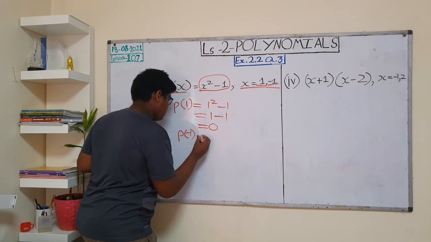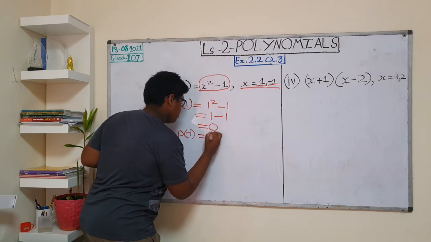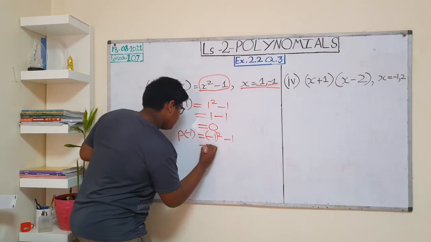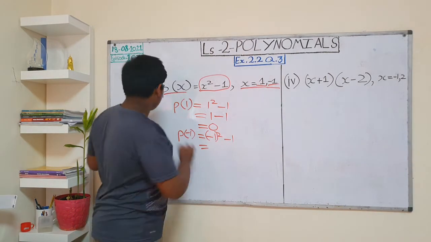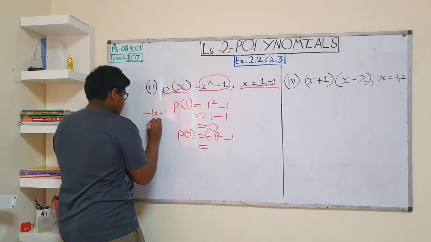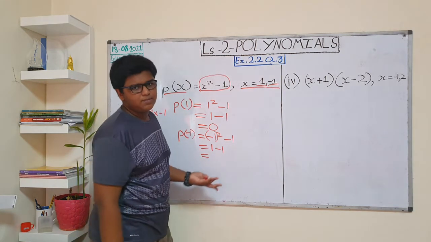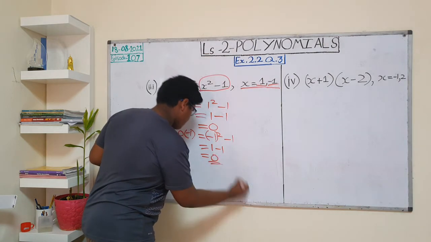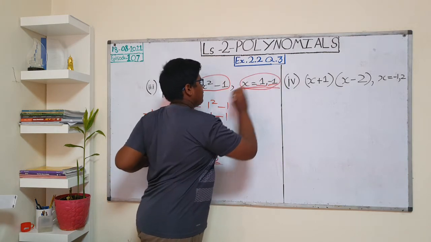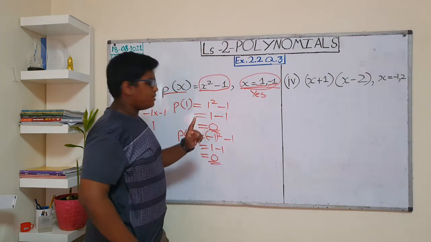P of minus 1 equals minus 1 squared minus 1, right? Minus 1 squared is minus 1 into minus 1. Same sign means it will be positive, right? So that will be 1 minus 1 again. Then 1 minus 1 is simply 0. Okay, so we can tell that both of them are zeros of the polynomial. Yes, we can simply write yes.